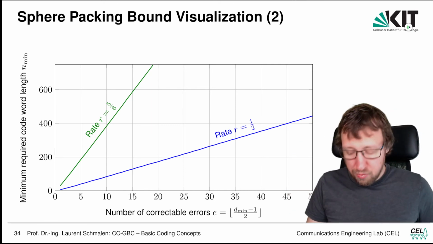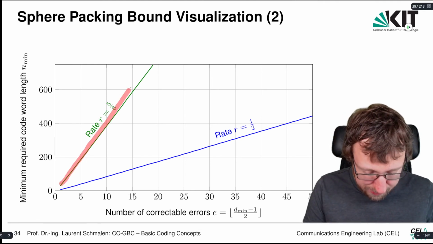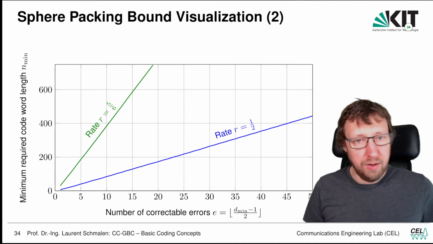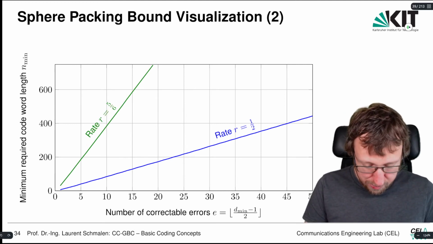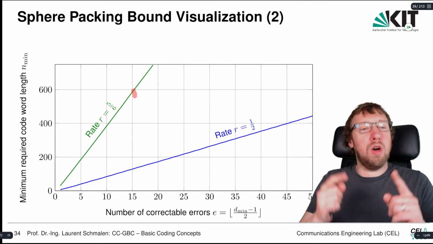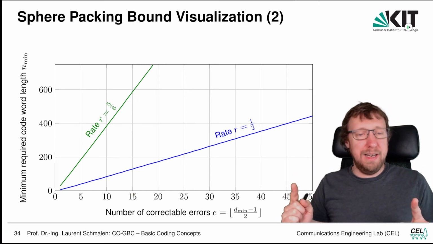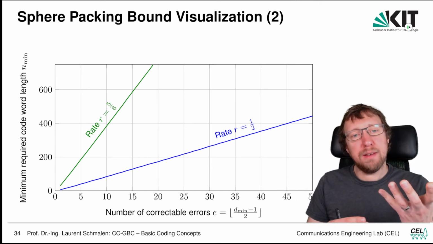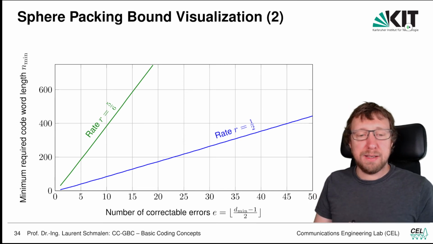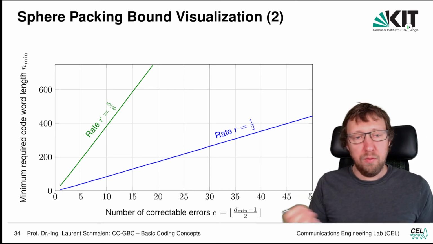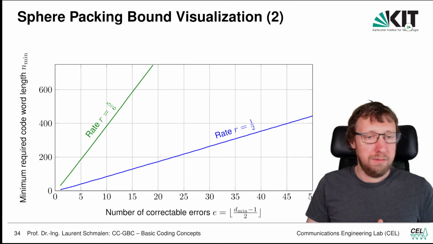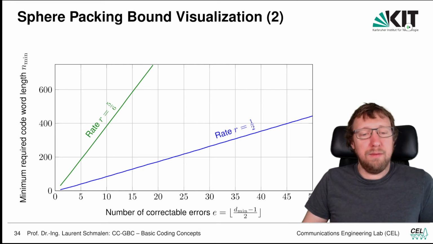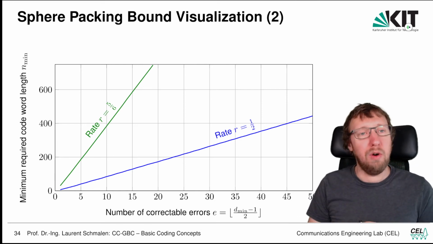If we want to have a larger rate, then obviously this increases quite dramatically. So if we want to correct 15 errors with a rate 5/6 code, we need a code of length 600 at least. And this makes sense because with a higher rate, we have less bits at our disposal, so less parity bits, and we can correct less errors than with a lower rate.